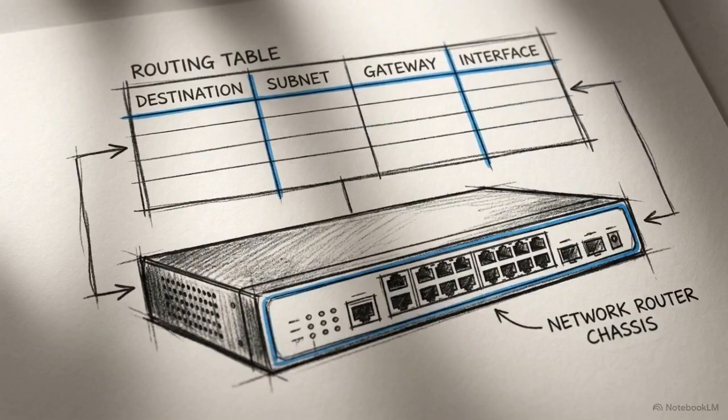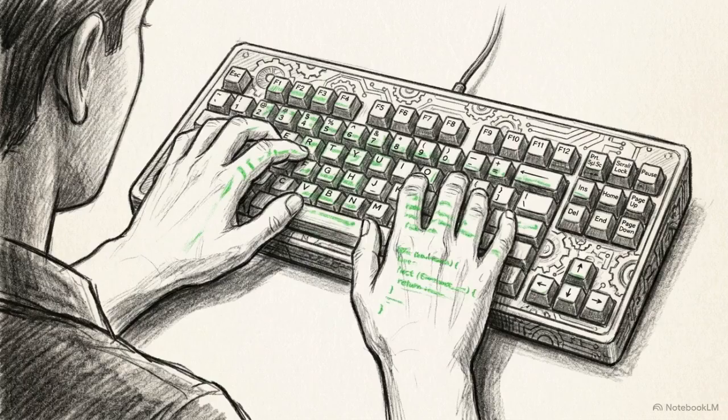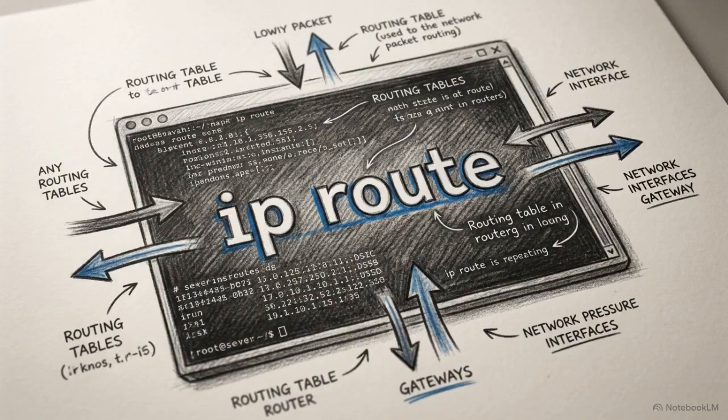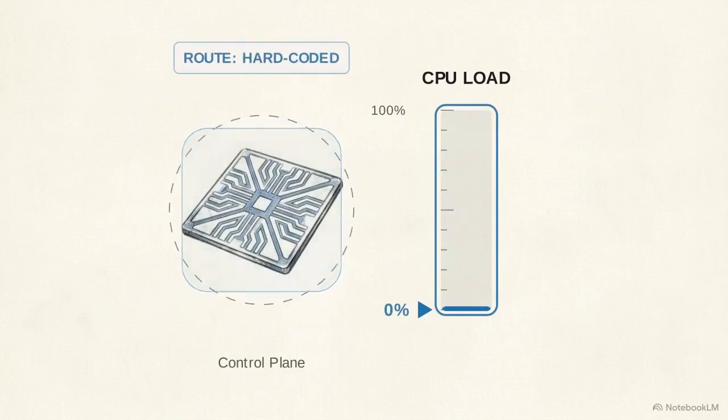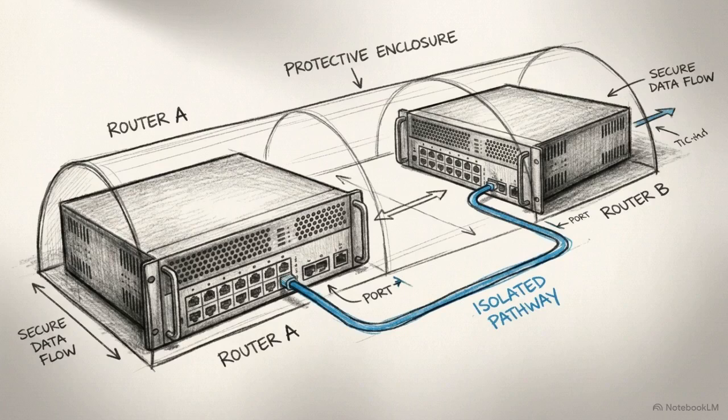The most basic way to populate that routing table is through static routing. Here, a human network administrator manually codes the exact path a packet should take to reach a specific destination. Using a command line interface, the administrator types a command like IP route, explicitly linking a target network to a specific next hop IP address. Because the route is hard-coded, this approach consumes 0 CPU cycles for calculation and wastes no bandwidth on route advertisements. The path is predictable and secure from automated tampering.